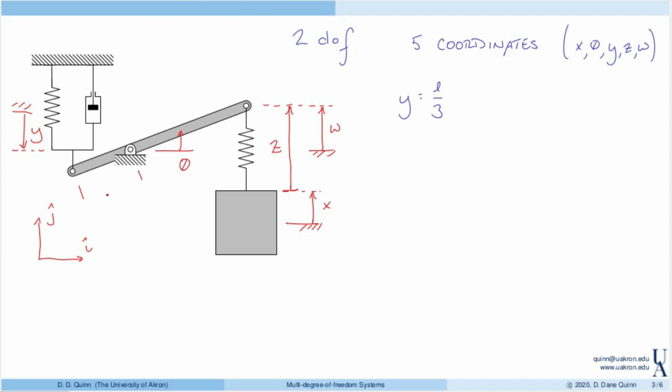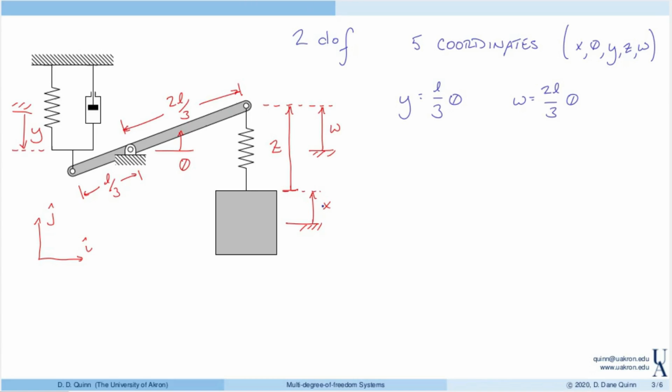And I'll remind you that this distance was L over 3 times theta. So if theta is positive, y is positive. And here positive y indicates that the spring stretches, right, or the left point moves down. I can also determine a similar relationship between w and theta. So here w is 2L over 3 times theta. And once again, in terms of the length of the bar, this distance is 2L over 3.